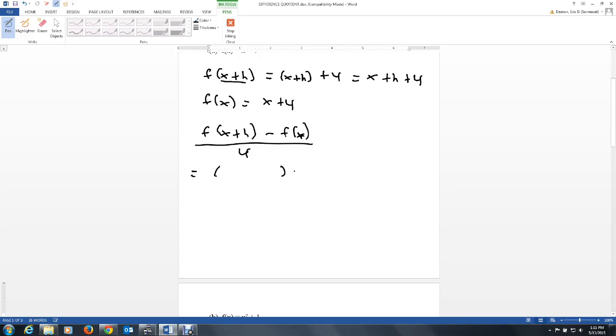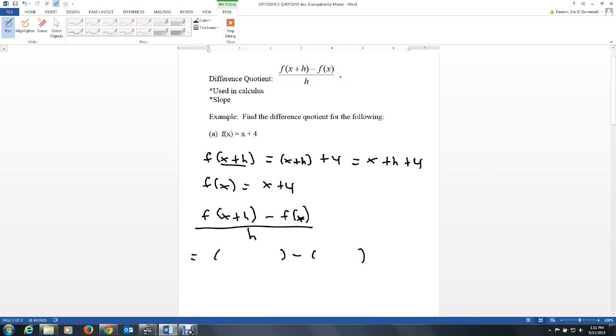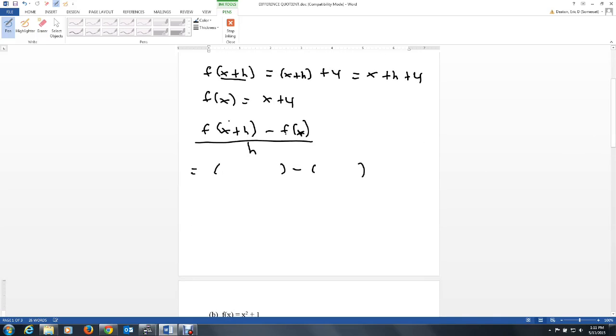I'm going to use parentheses minus parentheses. And I don't know where that 4 came from, so we better erase it, because it should be an h. Remember, use the formula. Don't make it your own like I tried to do just then. H. So we have f of x plus h, which is all of this, x plus h plus 4. So I'm going to put that in the first parentheses. And then we have our f of x, which is given to be x plus 4. And then that's all over h.